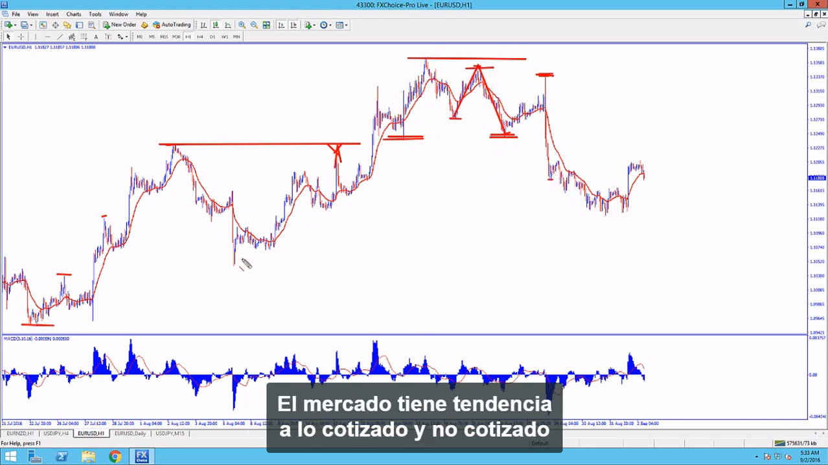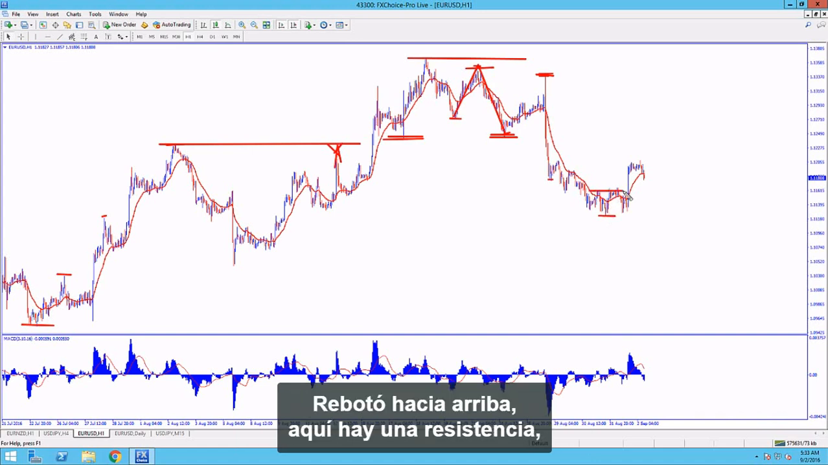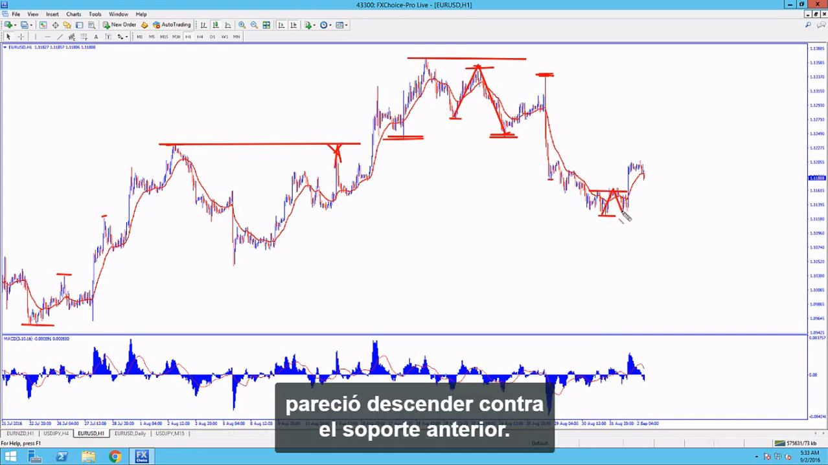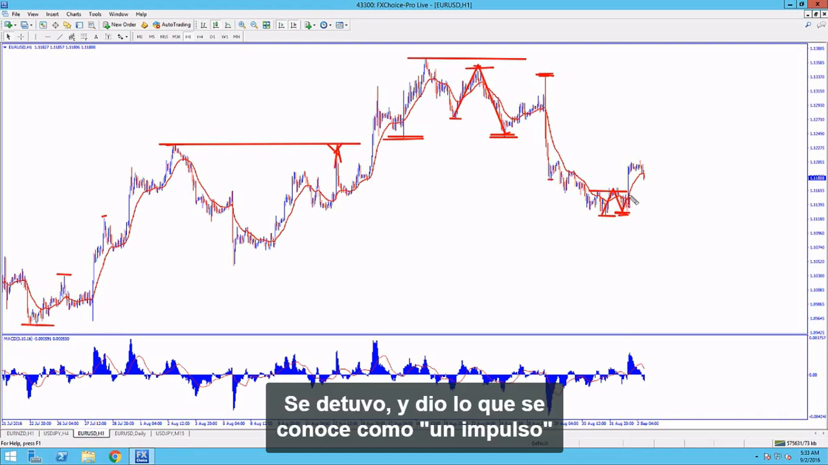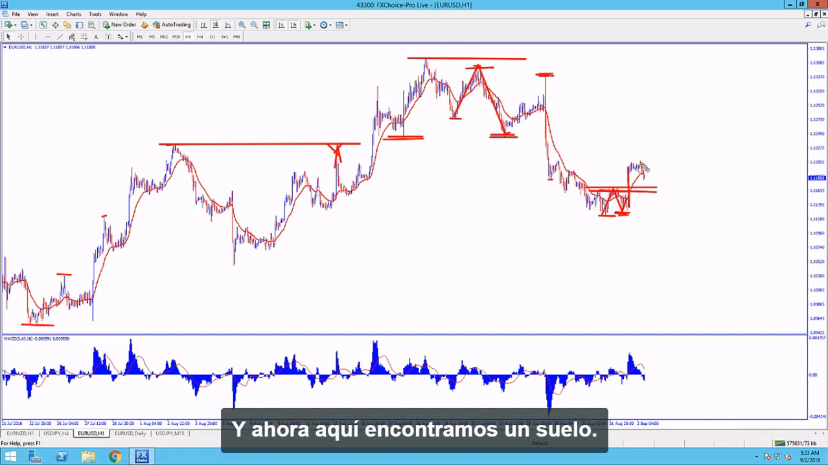The market consistently likes to quote-unquote test areas. For instance, market made a low, bounced up, here's resistance, the market tested resistance, and then tested back down against the prior support, held, and it took what they call impulse, or a strong move, to get out of this prior resistance. This now becomes a floor right in here.